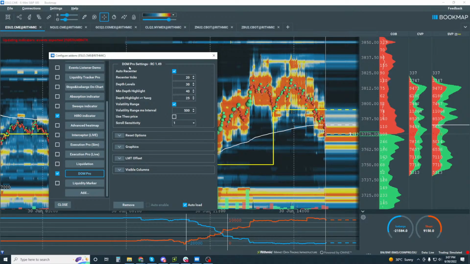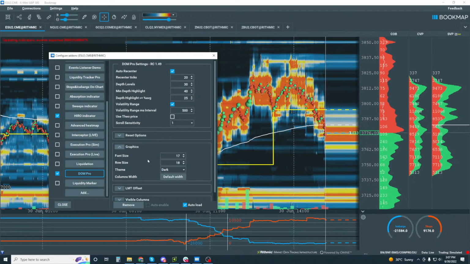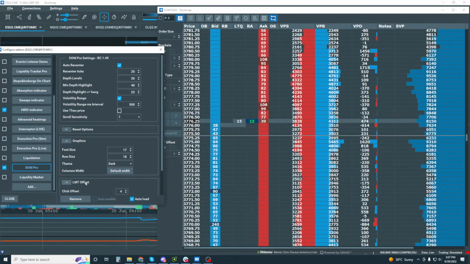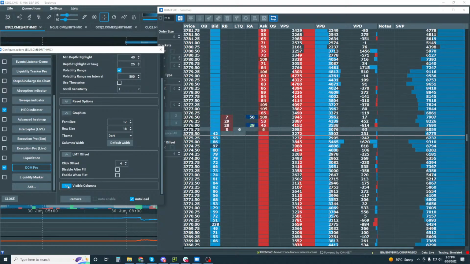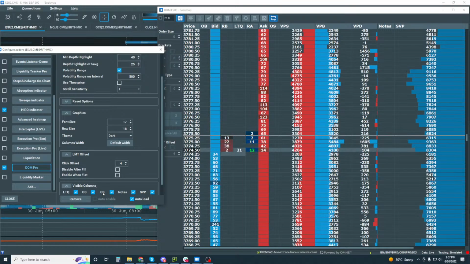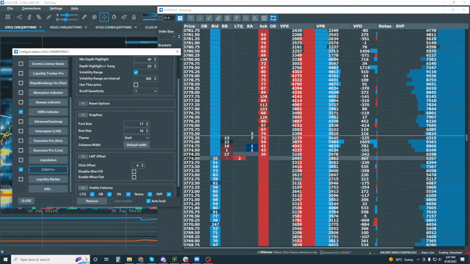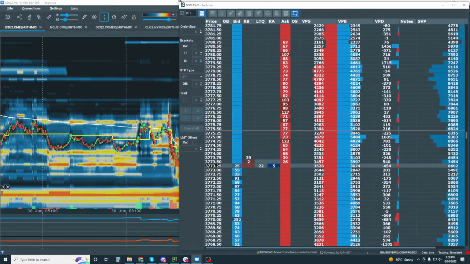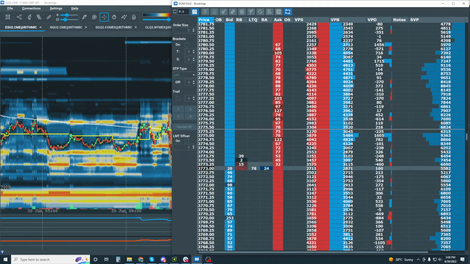As you can see right off the bat here in the settings, we have some recenter settings as well as some other settings, recenter options here, some different graphics for font, row size, etc., and limit offset, which we'll get into, and then also visual components or columns in here if you want to visualize them or not. Okay, so here we go. Here it is, and looking at the DOM here, lots of different columns in here. We can go through each one.